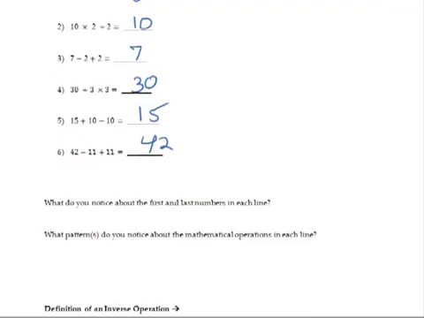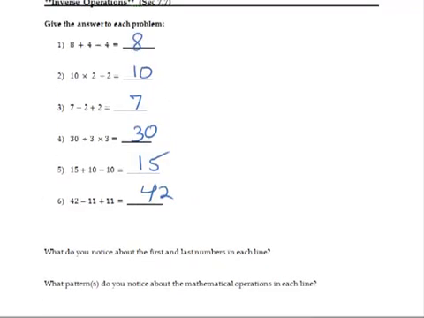First of all, I'd like you to notice what do you see about the very first and the very last numbers in each of these lines. And what we want to notice is that they are the exact same. They are the same numbers. And we want to say, that's really interesting. It's not all the time you get the same number out for your answer that you started with. So let's look at what happened in the lines. What patterns do we notice?